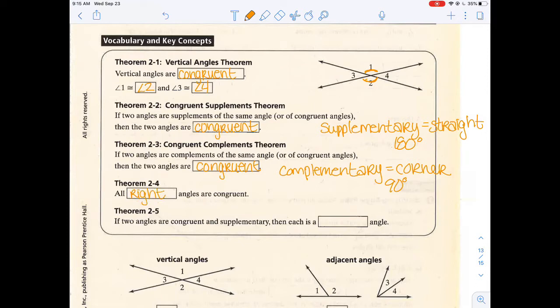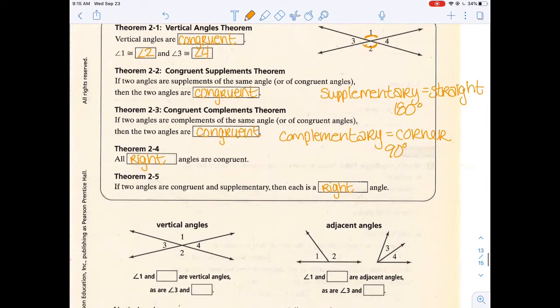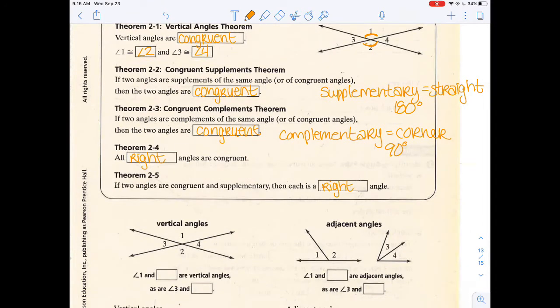Theorem 2.5, if two angles are congruent and supplementary, then each is a right angle. Two angles that are exactly the same and add up to 180, well, there's only one pair of angles that do that. It's 90 and 90.